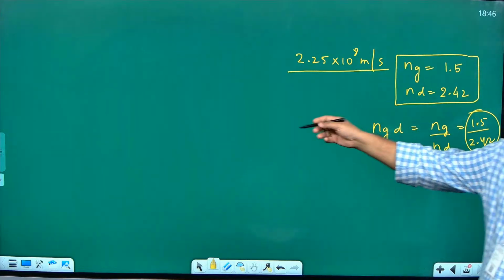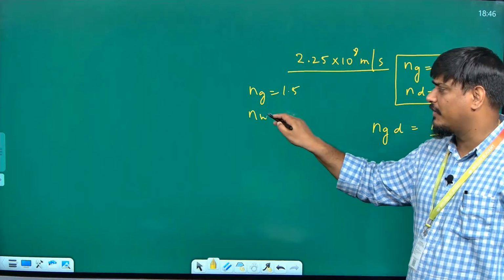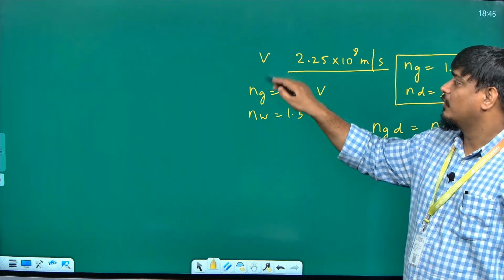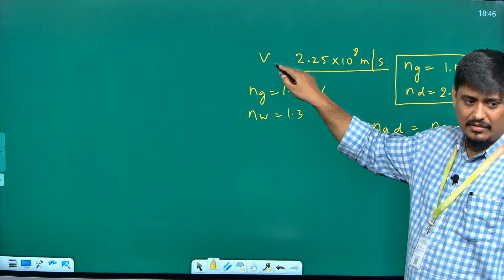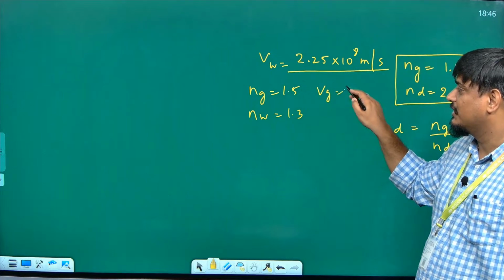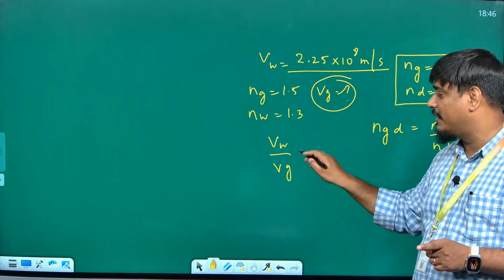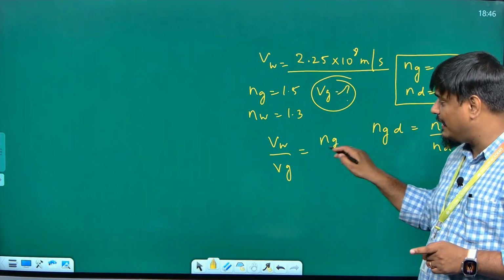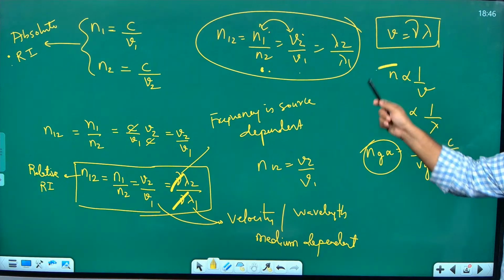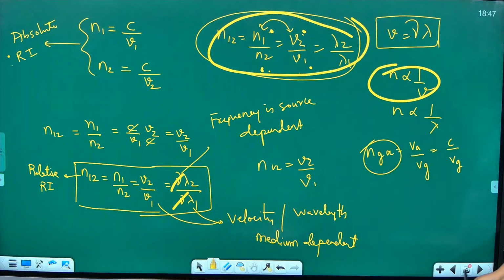So here, in the question, they have given Ng as 1.5, Nw as 1.3, and the velocity of light in water. They gave glass, they gave water, and what they asked is Vg. Just before some time I told you the formula, Vw by Vg will become equal to Ng by Nw, right? They are inversely proportional, I told in the previous page. This formula you see: V2 by V1 is N1 by N2. So the same thing will be applied here.